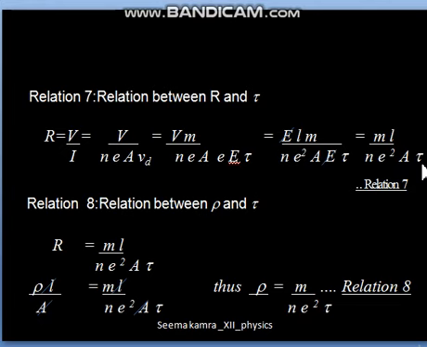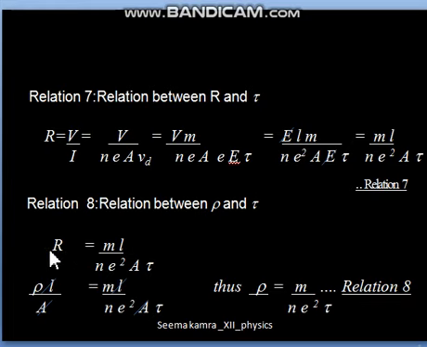Start learning this formula. Then because we got the R relation with tau, meaning relaxation time, in the same manner we can get the rho relation with tau also. In exam this can also be asked. So we will start with the R relation which we have obtained just now, m l upon n e square A tau is the R formula.